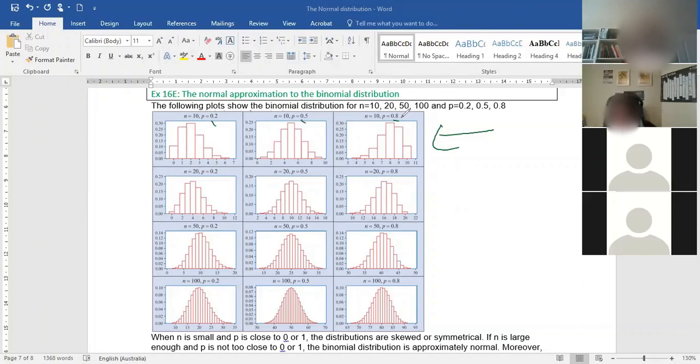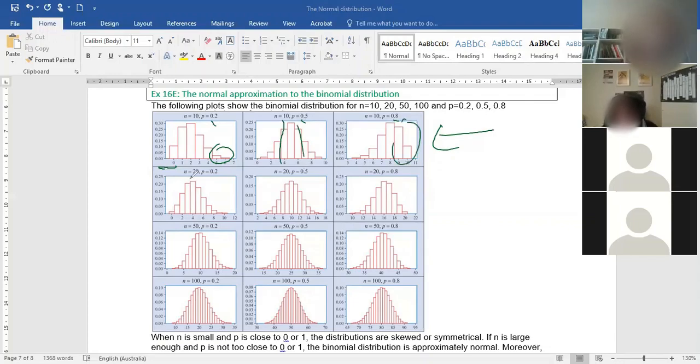N is staying the same, but the p, the probable chance of getting it, is increasing. So 0.2, 0.5, 0.8. You can see there's less here in the high end because it's a very low chance of getting it. And when it's 0.5, it should be even, symmetrical. And when it's high, there should be more on the upper end.